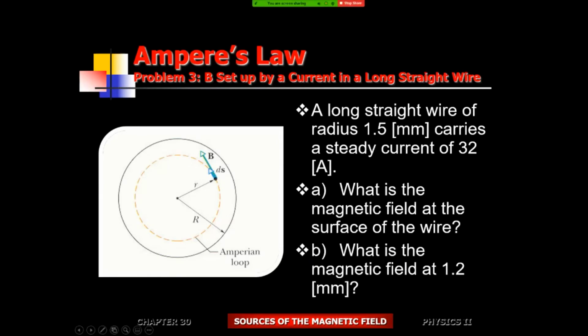So problem number 3, this is just the setup. You get a bunch of numbers. It's a long straight wire. It's got a radius, expressed in terms of millimeters. And this is the amount of current it's carrying. What's the strength of the magnetic field right at the surface of the wire? And then the next question is, what is the strength of the magnetic field within? Remember, guys, this is the radius, which is 1.5 millimeters. And now we're looking at the strength of the magnetic field within, which is 1.2 millimeters away from the center.